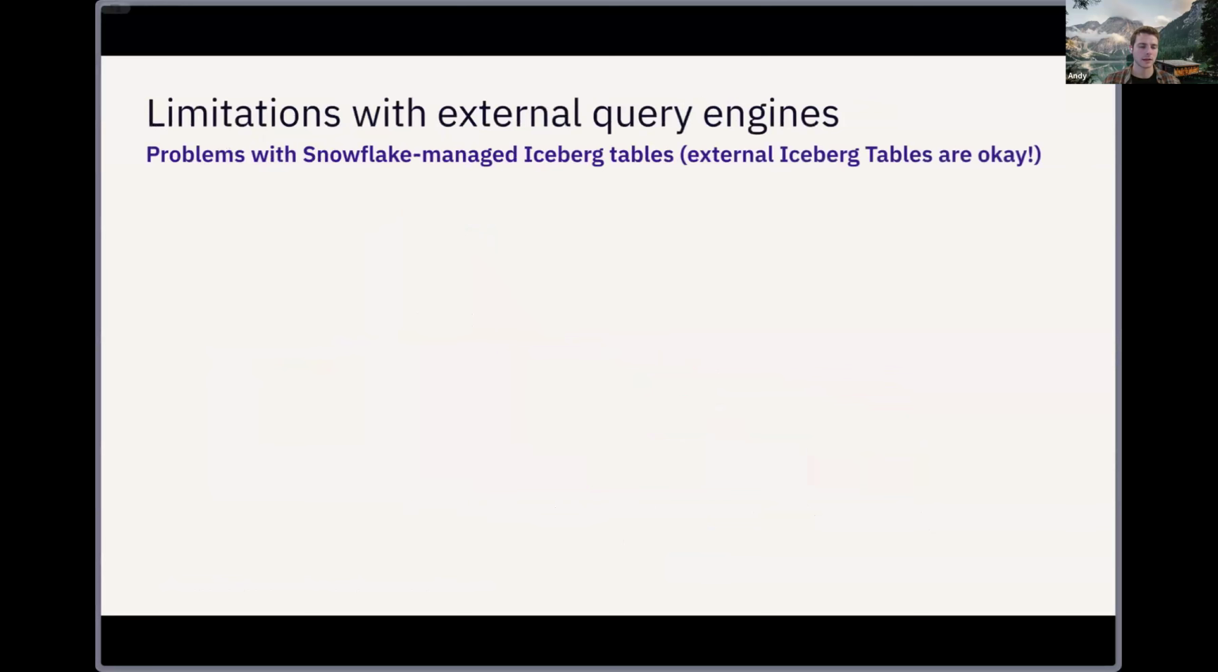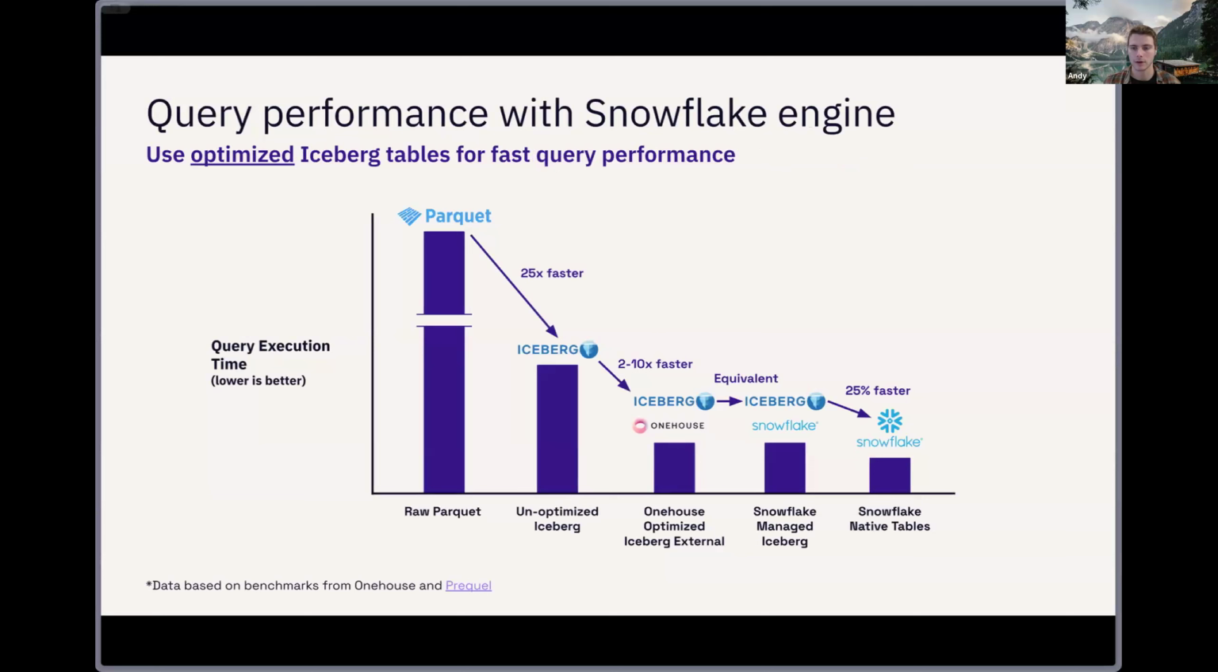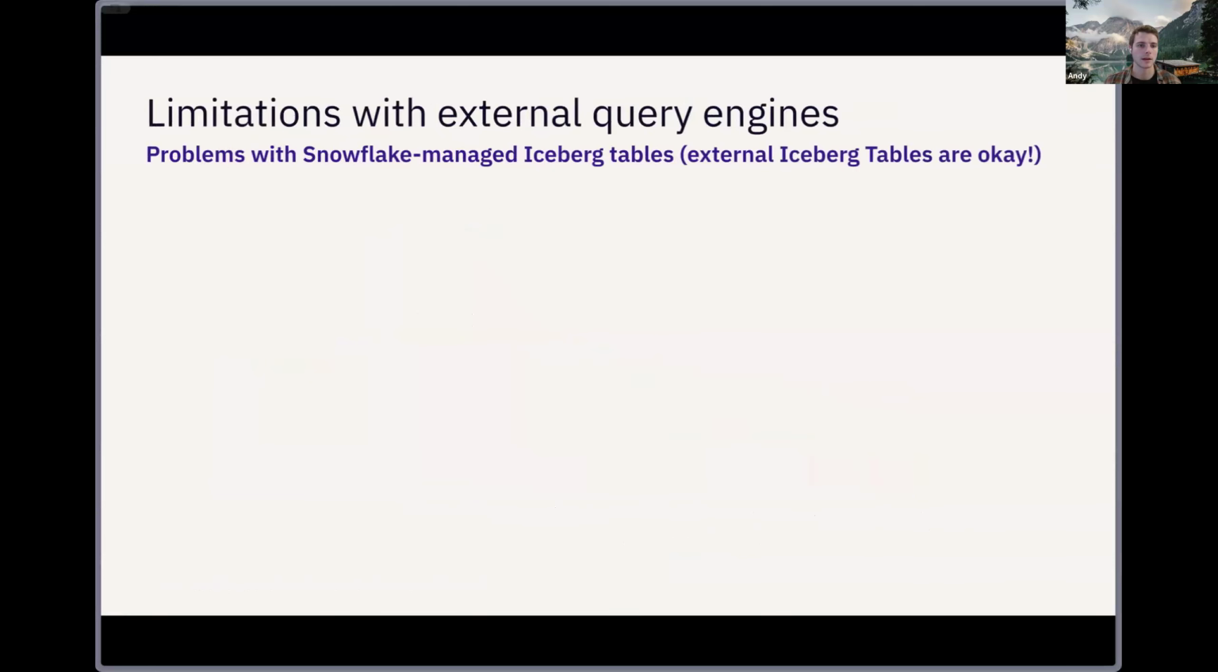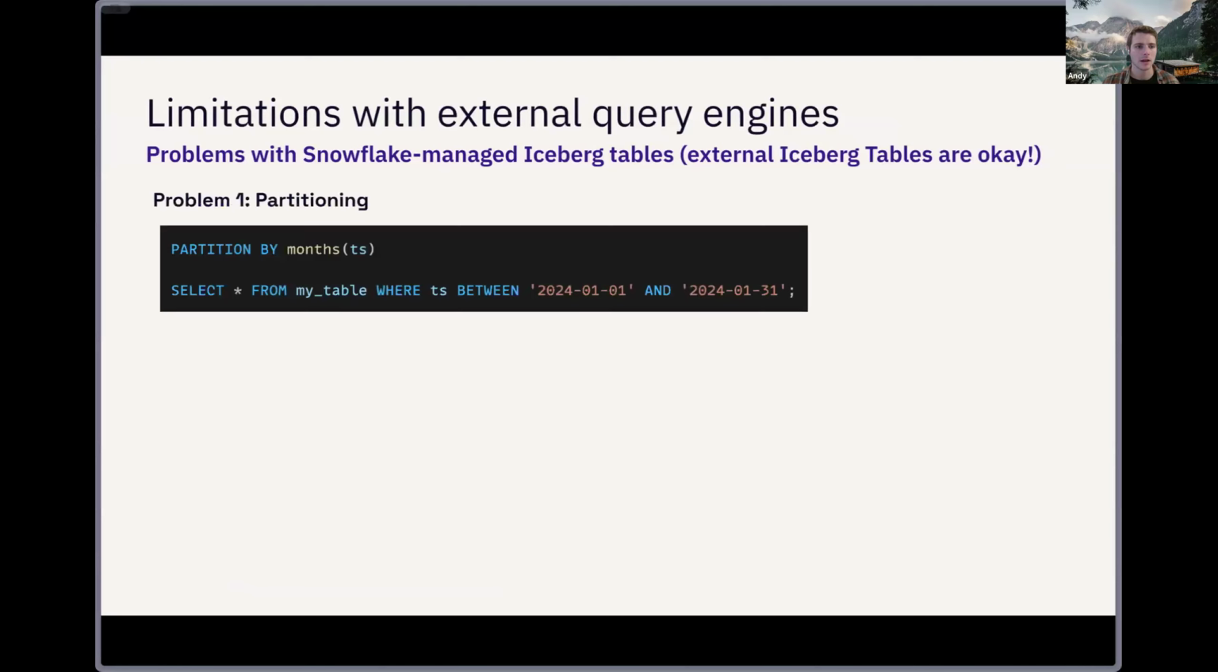Okay. Now let's look at limitations with the external query engine. So the last slide talked about the Snowflake query engine. But now we want to think about limitations when you're querying with external engines like Spark for a Snowflake managed Iceberg table. Note that the external Iceberg tables are good. They work out of the box and they're standard, but Snowflake managed tables will have some limitations with other engines. The first one being partitioning.